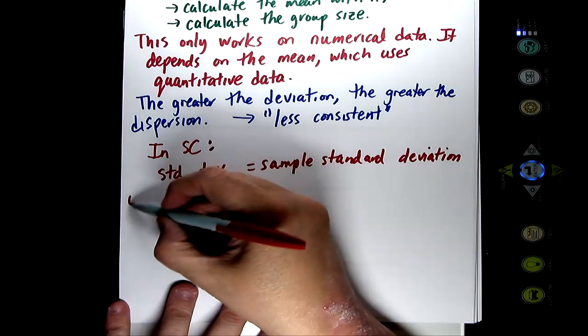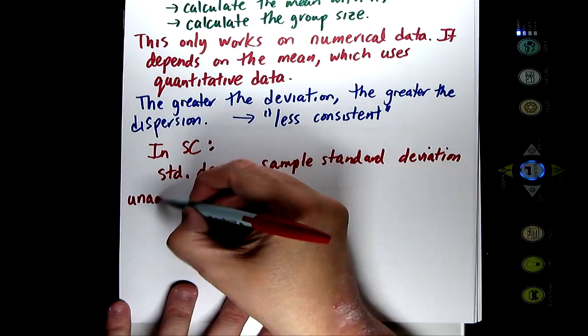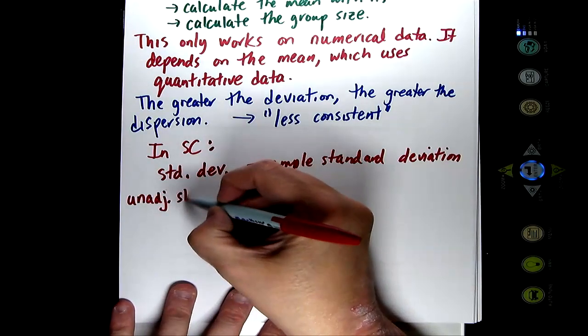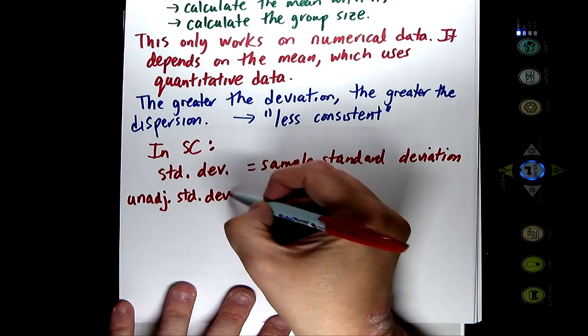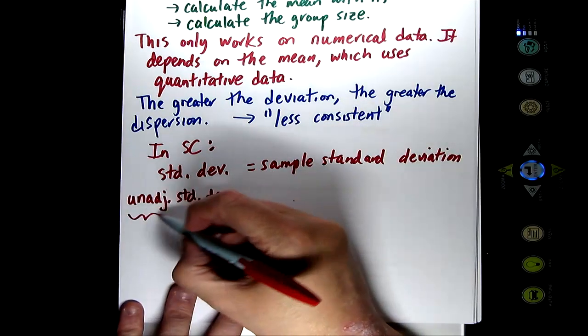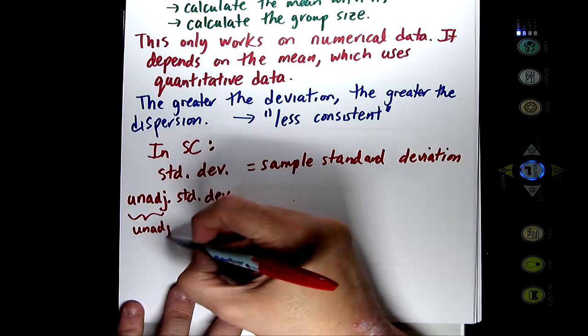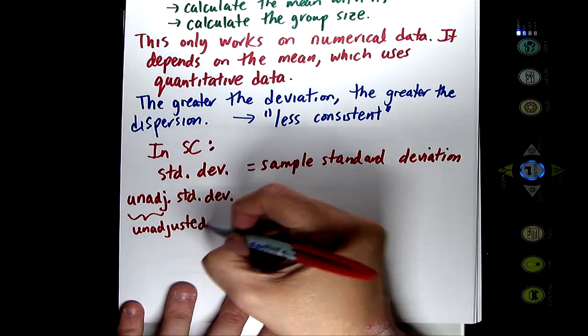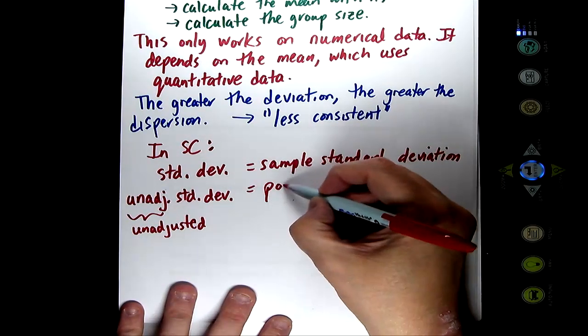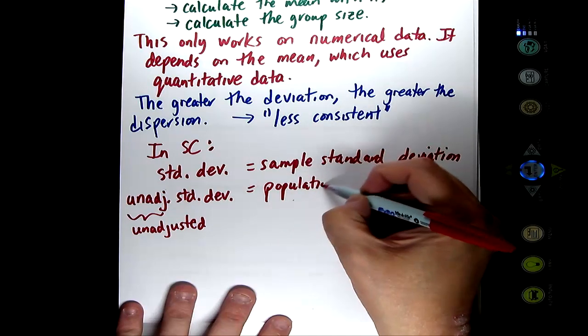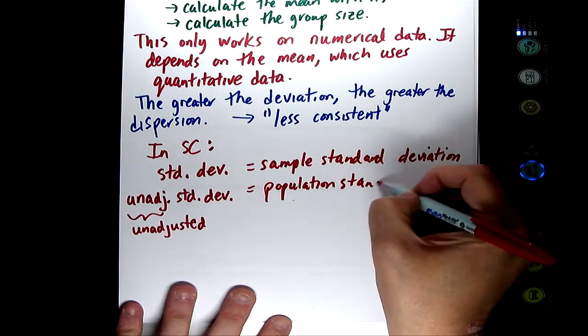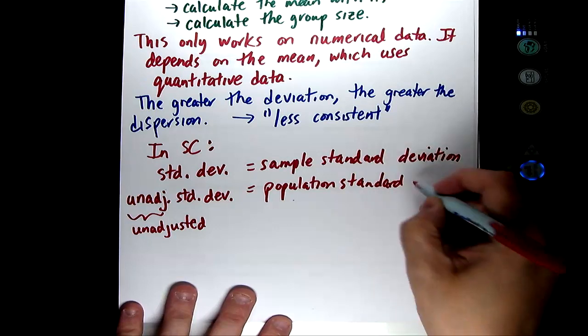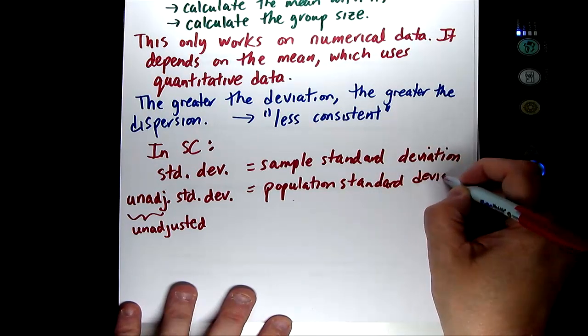If it says UNADJ STD dev, this means unadjusted. It's shortened for unadjusted. This is the population standard deviation, because the formulas are different. So they have to, the bottom is different. Remember, one subtracts 1 and the other one doesn't.